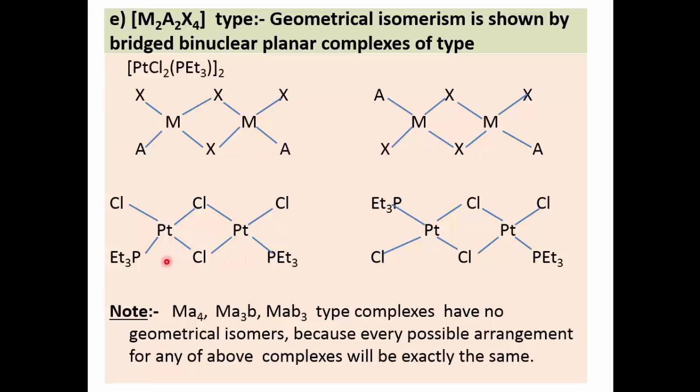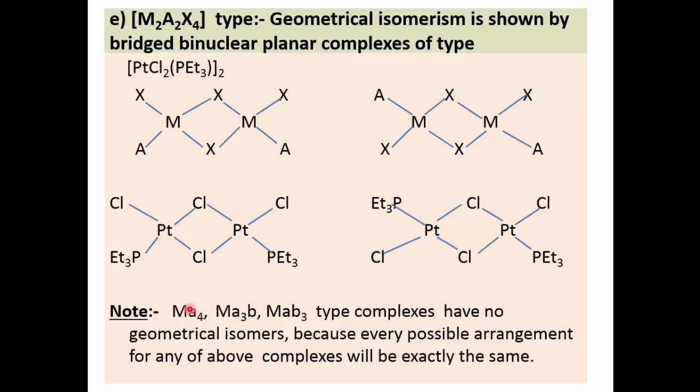This is the example. In case of this example, we observe that this PEt3 group as well as PEt3 group on this side are present on the same side of platinum metal, and therefore this is cis isomer, while in this case they are oppositely placed with each other, and therefore this is trans isomer. In case of these complexes, chloride ion forms a bridge between these two platinum ions.